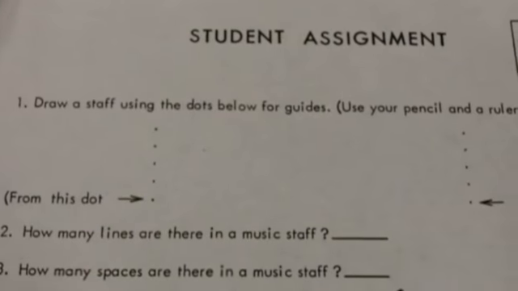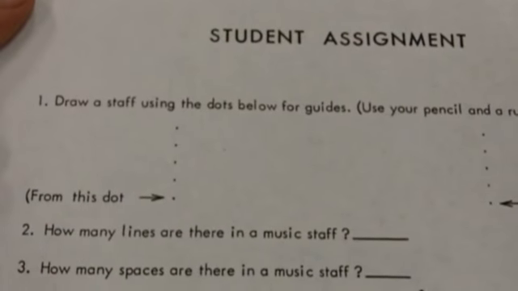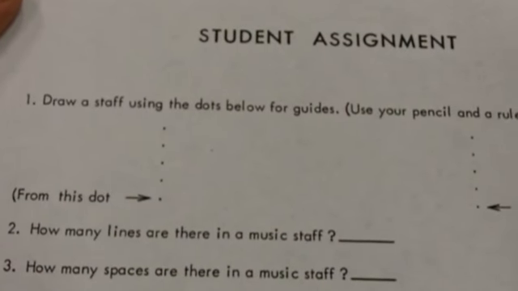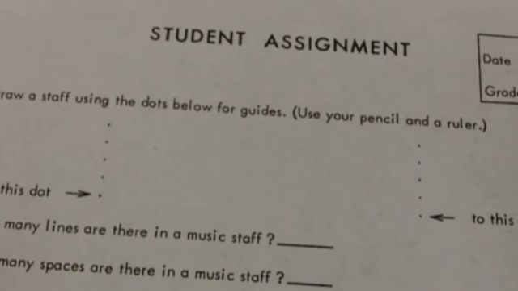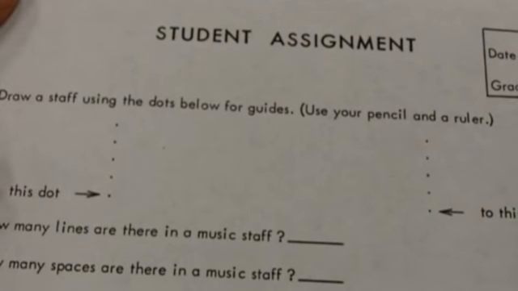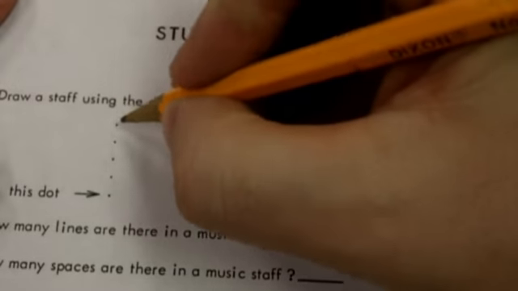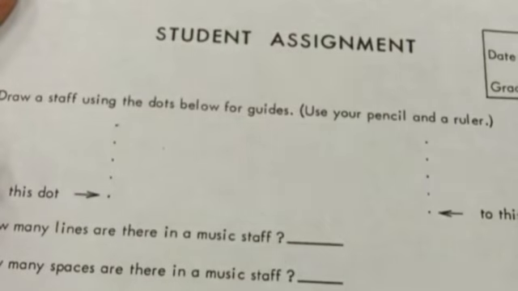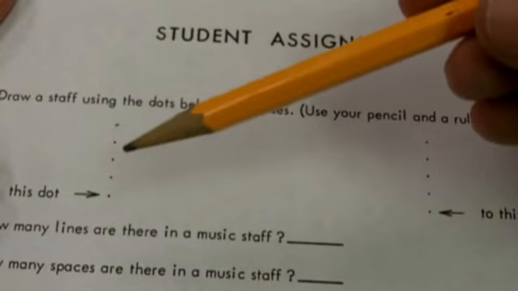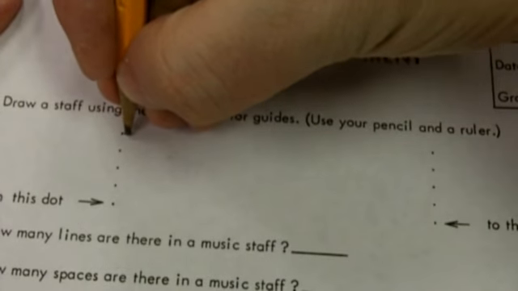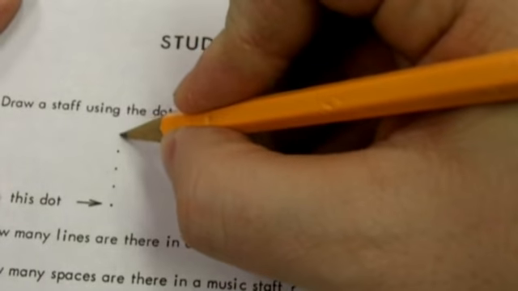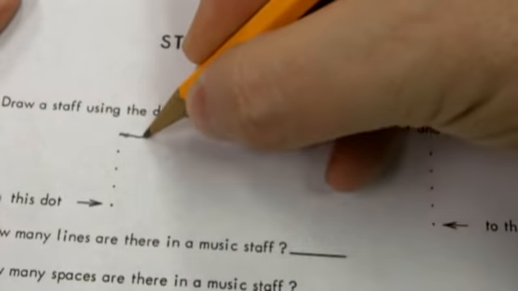And then here we go with the student assignment. It says, draw a staff using the dots below for guides. Use your pencil and a ruler. Now I'm going to cheat a little bit. I am using the pencil, but I will not use the ruler. As a result, my lines are not going to look that good. Just warning you.